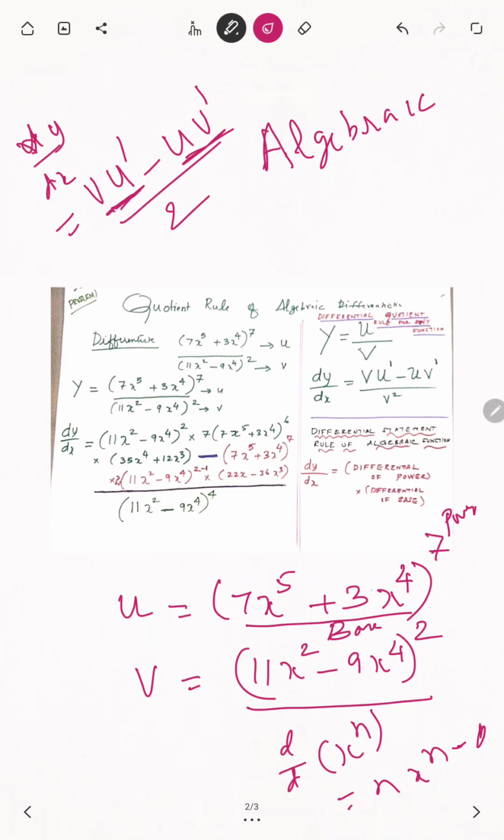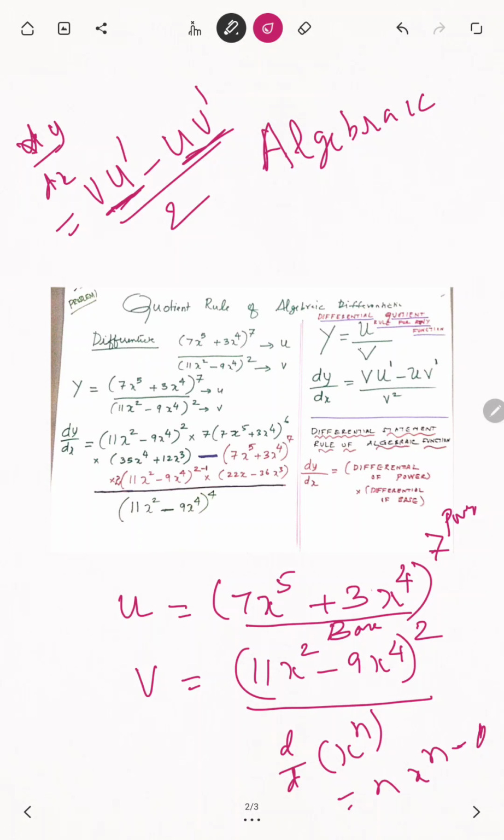Then what is available after the minus? u is available. Where is u? 7x power 5 plus 3x power 4. Just copy that u, don't disturb or edit anything. You only have to copy it, you can't differentiate it. What is differentiated is v dash. You copied u successfully here.